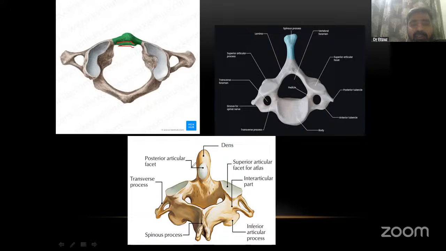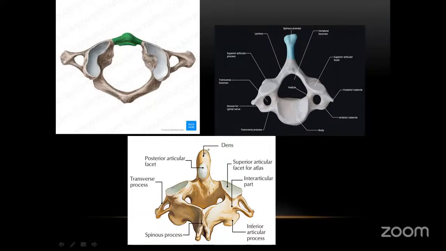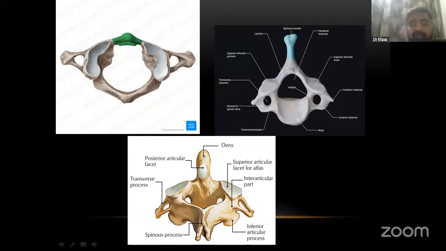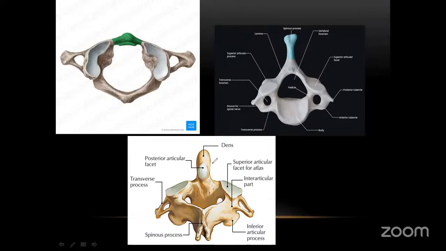When we talk about this C2, look at it. It has one elongated part that is called the dens, also called the odontoid.